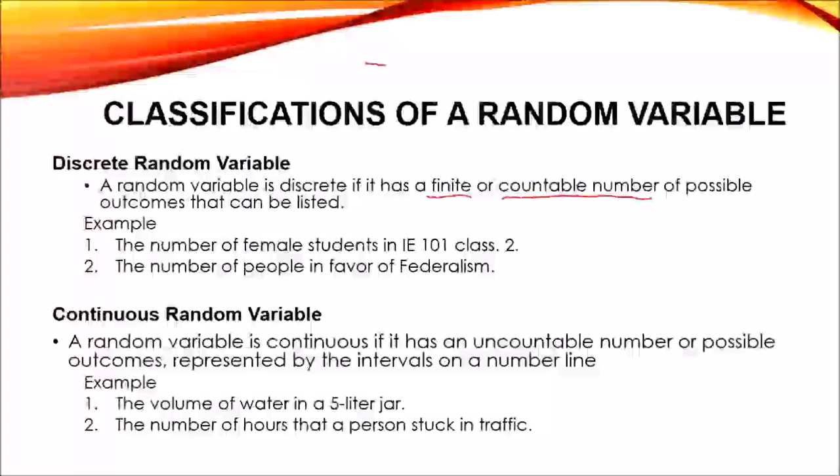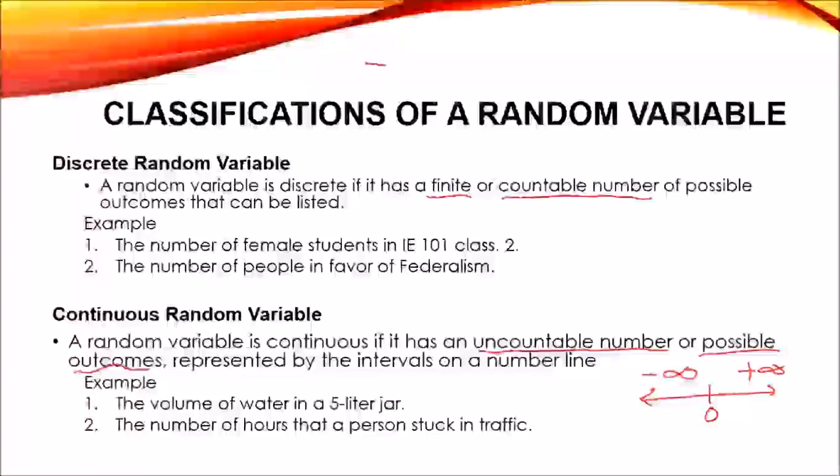Now, number 2 is also a discrete random variable, since the number of people in favor of federalism is countable, no? Kung ilang yung mga taong bumoto ng federalismo. So they are countable. And we also have the continuous random variable. When we say continuous random variable, uncountable, no? Ibig sabihin, there are too many possible outcomes, represented by an interval or a number line. If you remember your number line, that is in a Cartesian coordinate system. So here it is positive infinity to negative infinity. So there is an infinite number of outcomes.